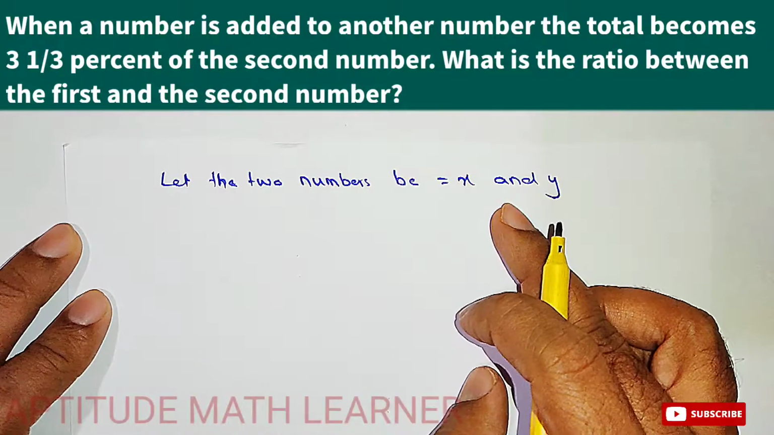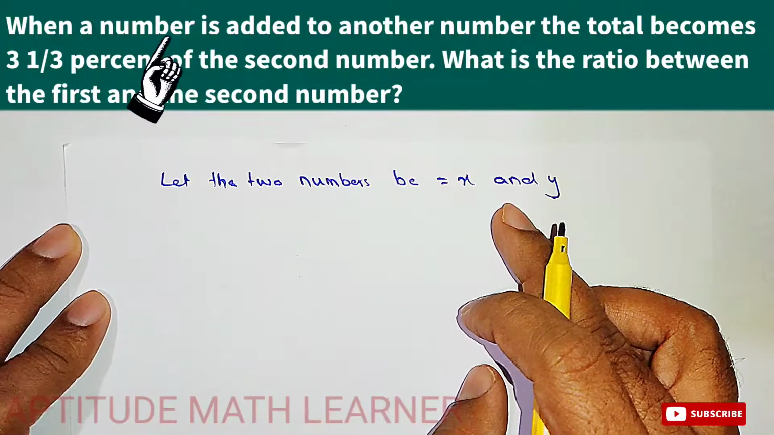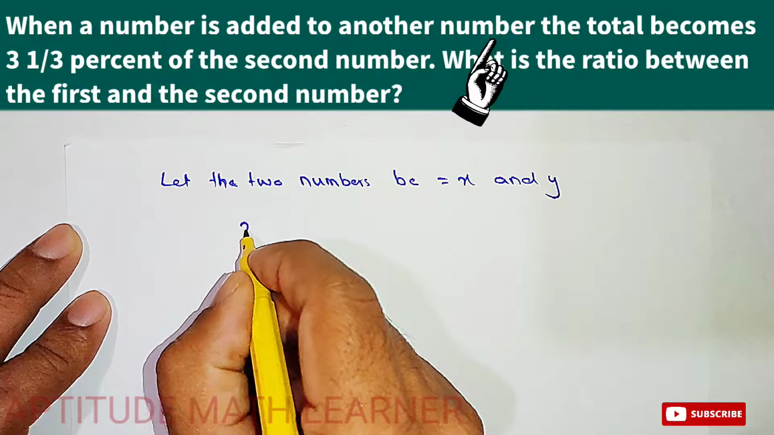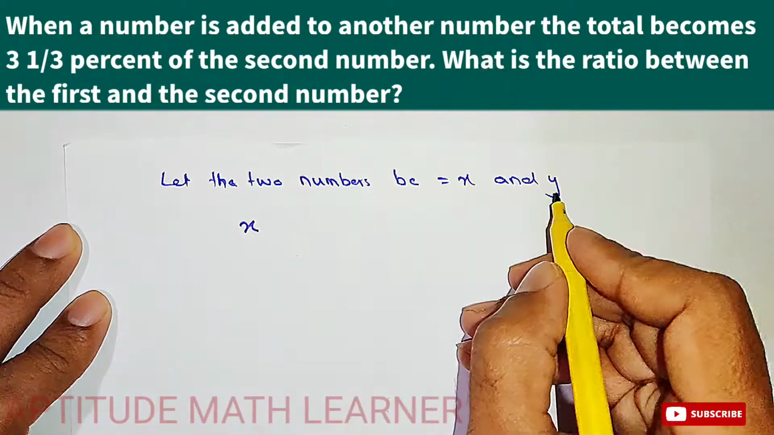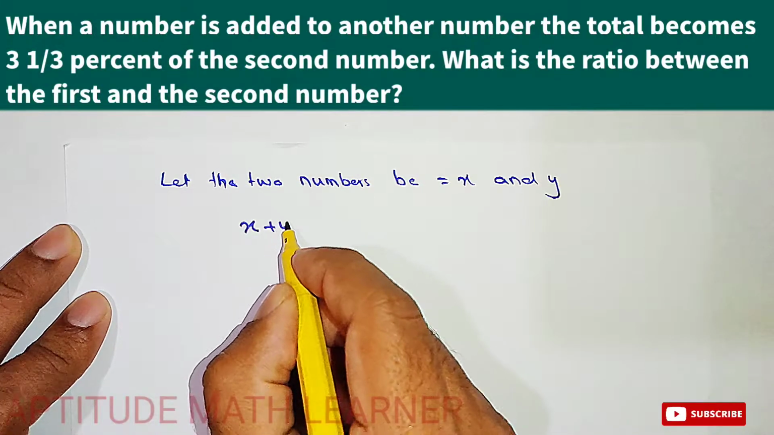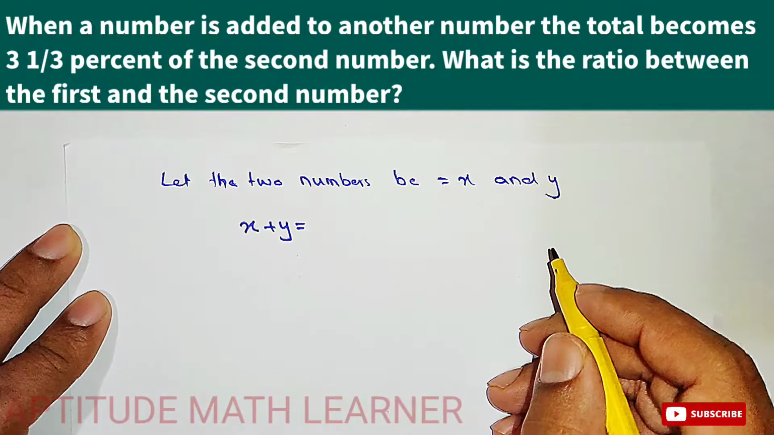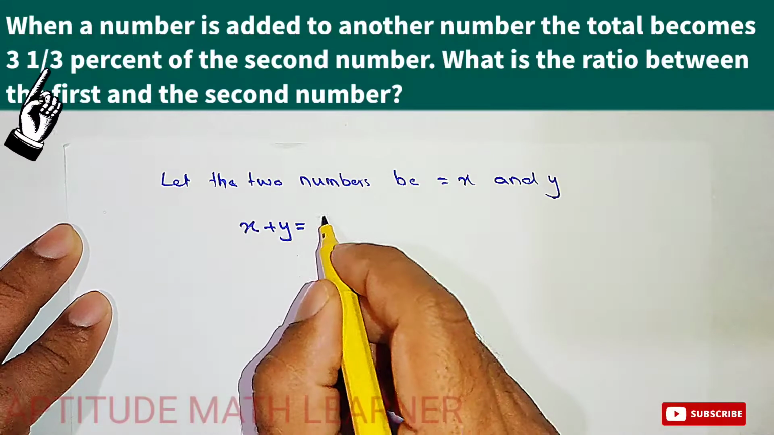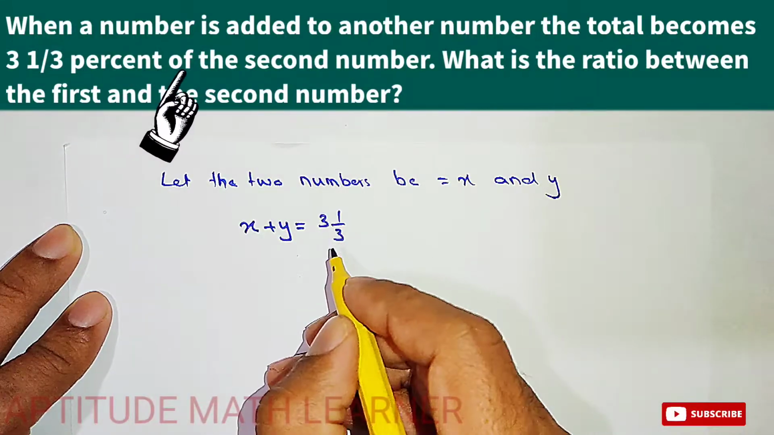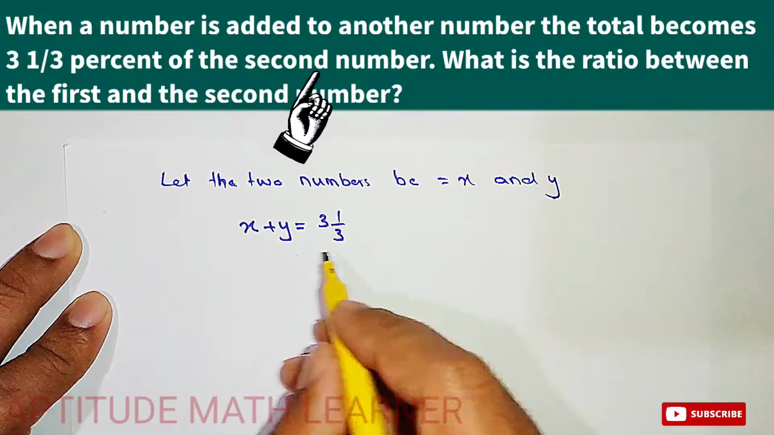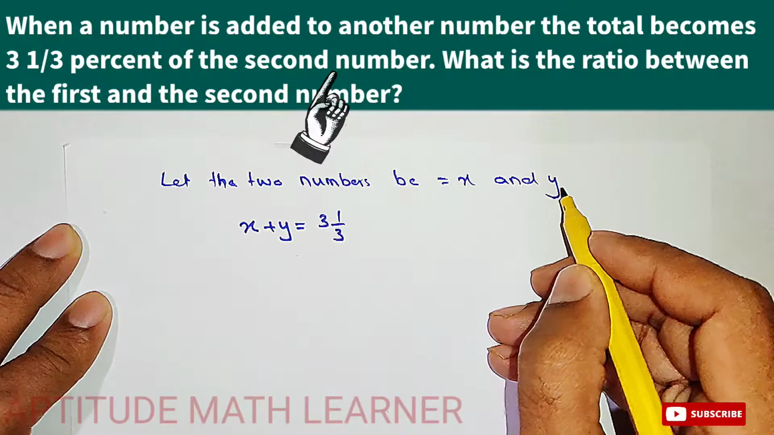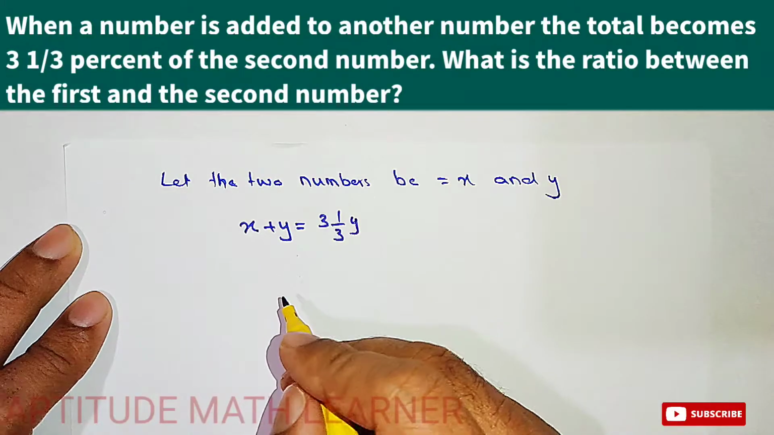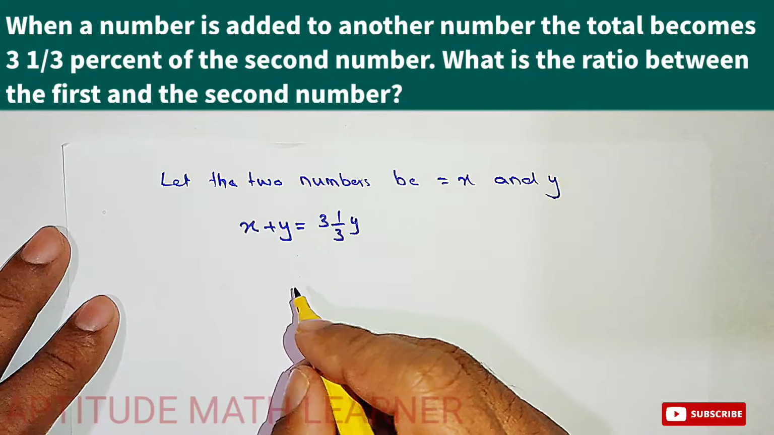So according to the question, when a number is added to another number, so this is the first number x and this is the second number plus y is equal to, then the total becomes 1/3% of the second number, and the second number here we are having is y. So this becomes y. I hope till here you have got the complete things.